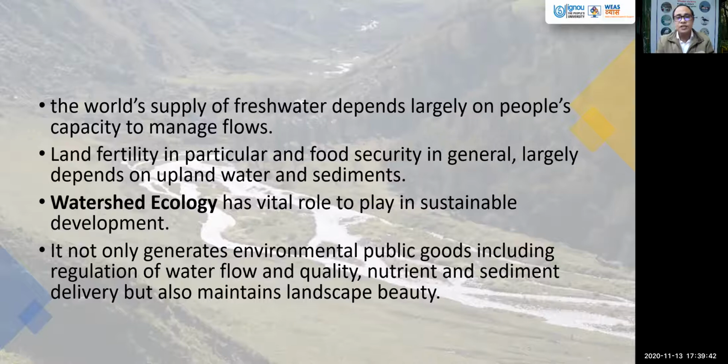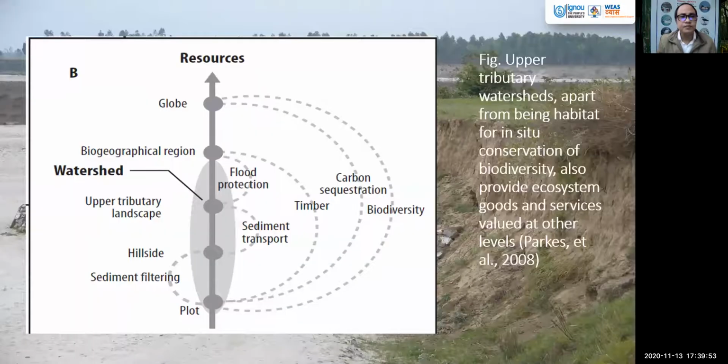You have to understand this from that ecological function. Here we will be able to understand how we can look at the watershed at different levels: the ecosystem goods and services given by the watershed. On a small scale, at the plot level, it filters the water.